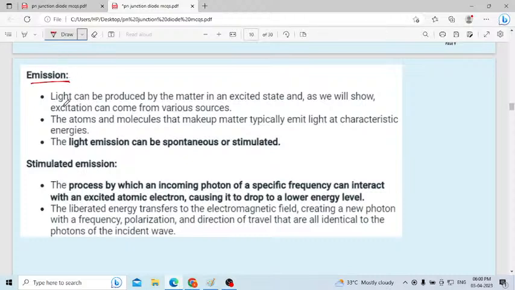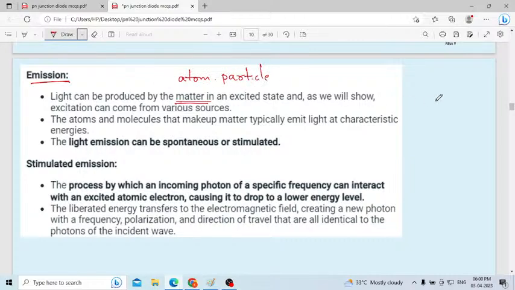Light can be produced by matter in an excited state, and excitation can come from various sources. Emission means light produced by matter. Matter means anything which has mass and occupies space. Matter we will normally consider as atoms, particles.